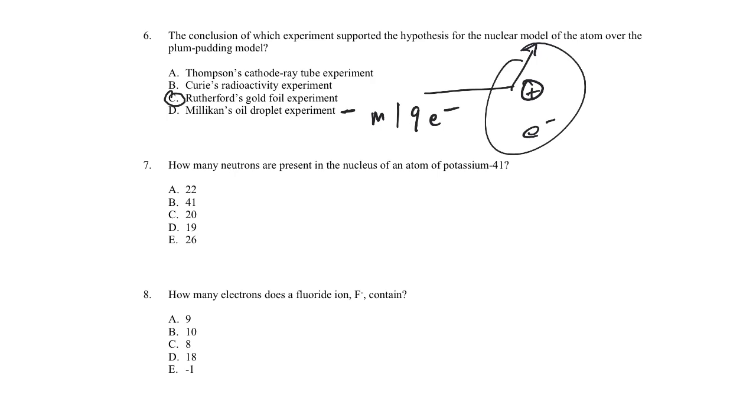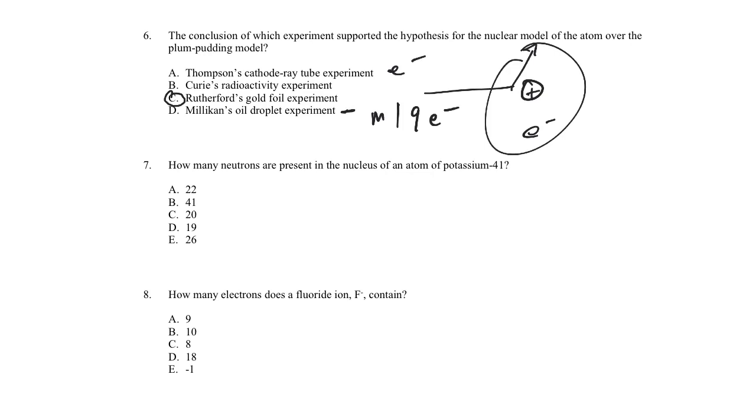The radioactivity experiments just discovered that different radioactive materials are giving off alpha, beta, and gamma rays, where alpha rays are helium nuclei, beta rays are basically electrons, and gamma rays are high energy packets of energy. And then the cathode ray tube experiment discovered the electron.